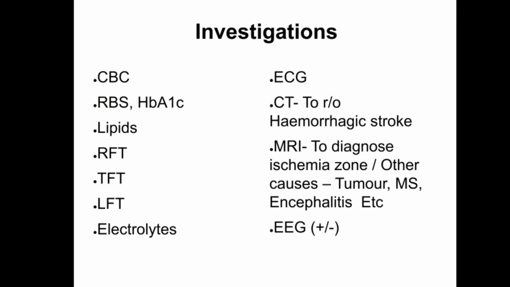Investigations can be blood sugar, average blood sugar, blood count, RFT, LFT, etc. And importance should be given to ECG because arrhythmias and infarctions can be detected from the ECG, which can lead to embolic stroke. CT to rule out hemorrhage first. So first you take a CT, rule out hemorrhagic stroke, then you send for other investigations or treatment, because if it is hemorrhagic stroke, the management will be entirely different from that of ischemic stroke.